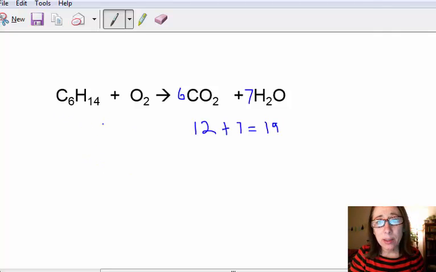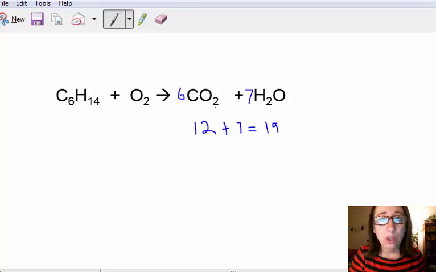So looking at this chemical equation, I have 6 carbons, so I'm going to put a coefficient of 6 in front of my carbon dioxide. I have 14 hydrogens in my hydrocarbon, so I'll put a coefficient of 7 in front of my water. So my carbons and my hydrogens are balanced. 6 carbons on both sides and 14 hydrogens on both sides. So let's look at my oxygens.